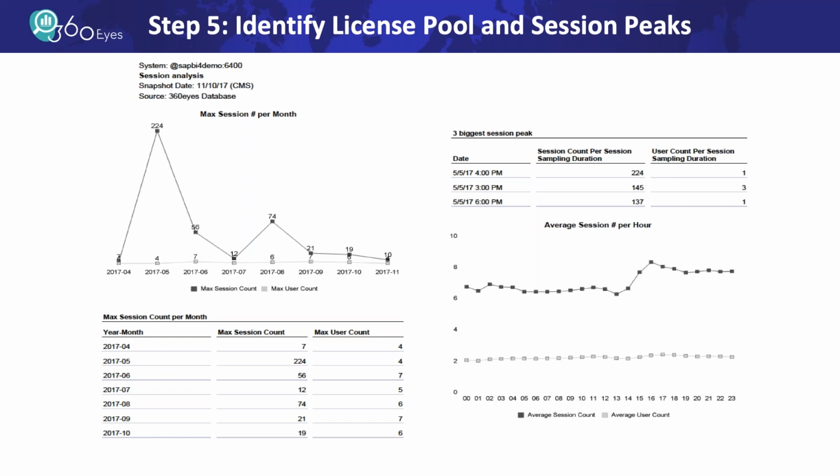So with 360Eyes, again, you can pull reports that allow you to analyze your session peaks. So you gain a better visibility of how many sessions there are per hour, per month, and essentially gauge what is the utilization over a period of time. So you can see the trend from your users.